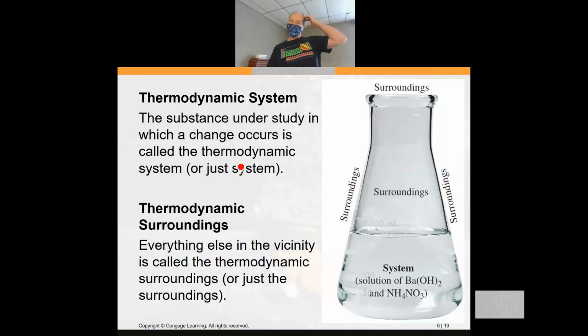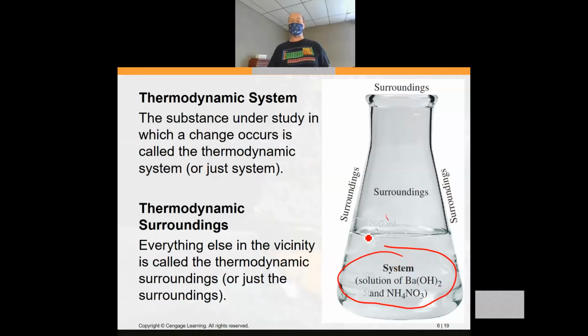All right, thermodynamic system. So we're going to talk about a system. The system is where the reaction is occurring. So here is the reaction. This is an endothermic reaction. You mix it up, it gets very cold. If you have the bottom of it wet and you put it on a board, it will freeze to the board. So this is your system.